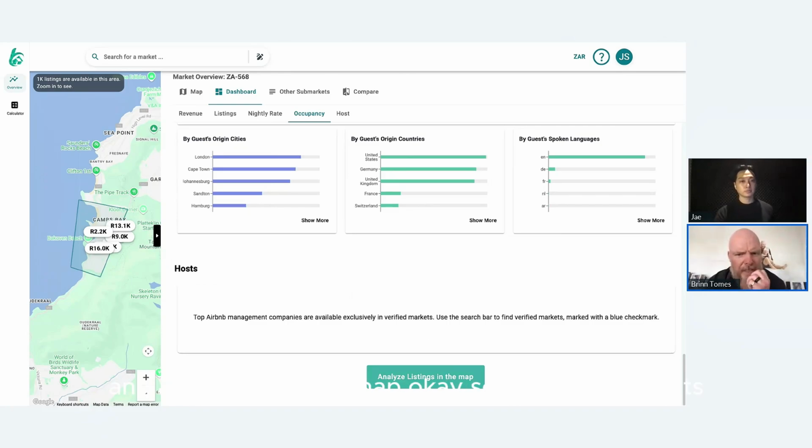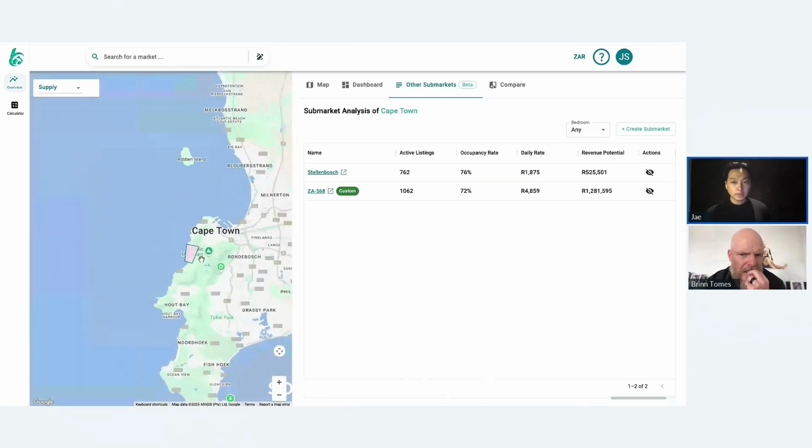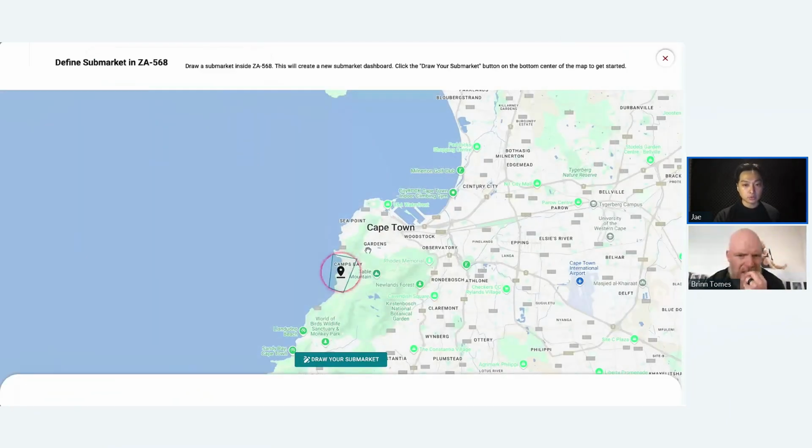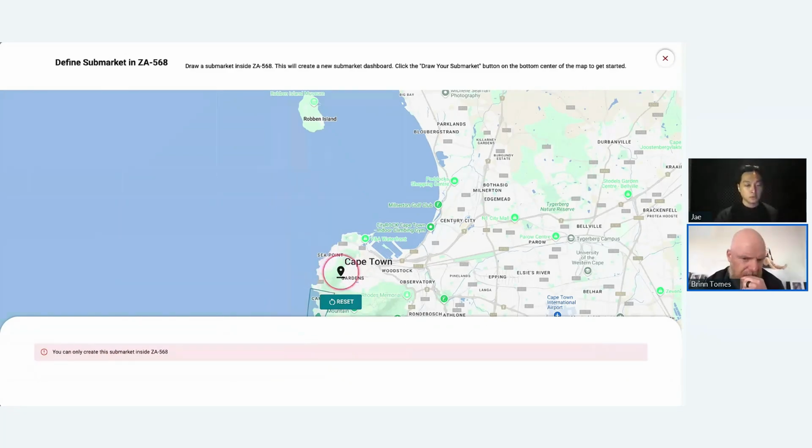Submarkets, okay. Analyze listing and map. Okay, so other submarkets? In the case of Cape Town, it looks like we don't have many predefined submarkets. But if you keep creating submarkets in Cape Town, so you keep drawing different markets and saving them, in other words, you can create different markets that you want to watch. Yeah, exactly, something like that.